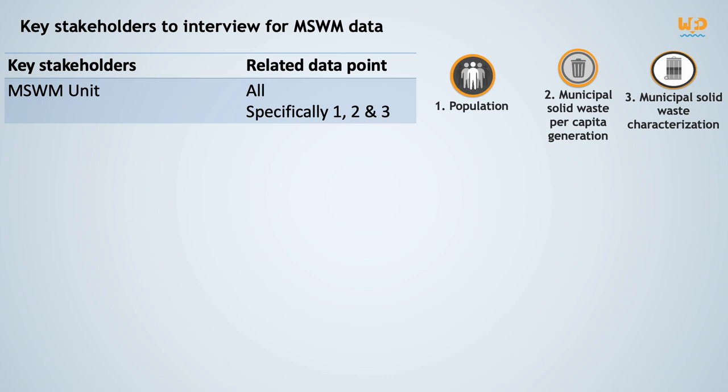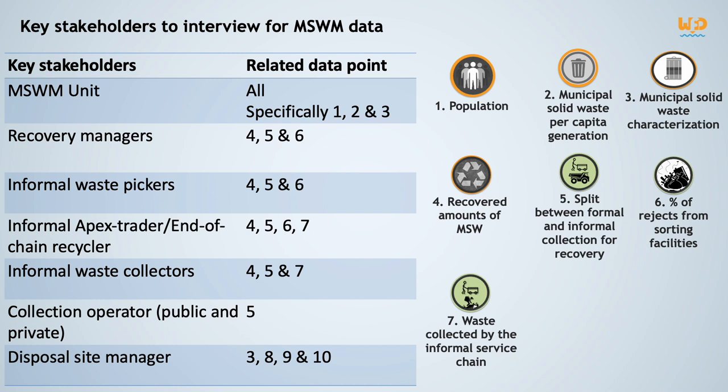Informal service and recovery chain stakeholders should be able to provide you with data points 4, 5, 6, and 7. It is usually harder to plan in advance to meet informal apex traders and end-of-chain recyclers. If your local contacts do not know them, you can ask informal waste pickers where they sell their collected recyclables.